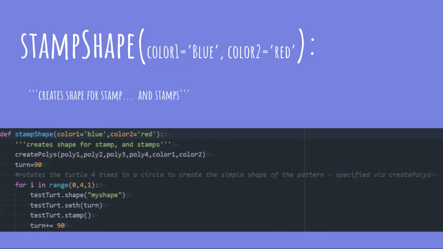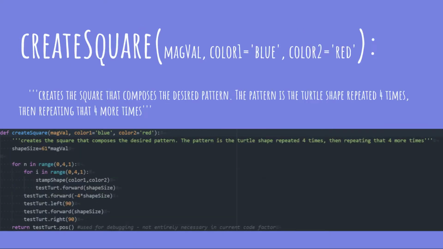So therefore, it will turn that little 3x3 90 degrees and stamp each time, thus creating a larger segment of the pattern. And that is executed within the create square function, and it creates a square that's composed of the desired pattern. The pattern is a turtle shape repeated 4 times, then repeating that 4 more times. So it's all compounded. I'm sure other patterns were different, but within my L pattern, it was somewhat recursive or fractal in that regard.